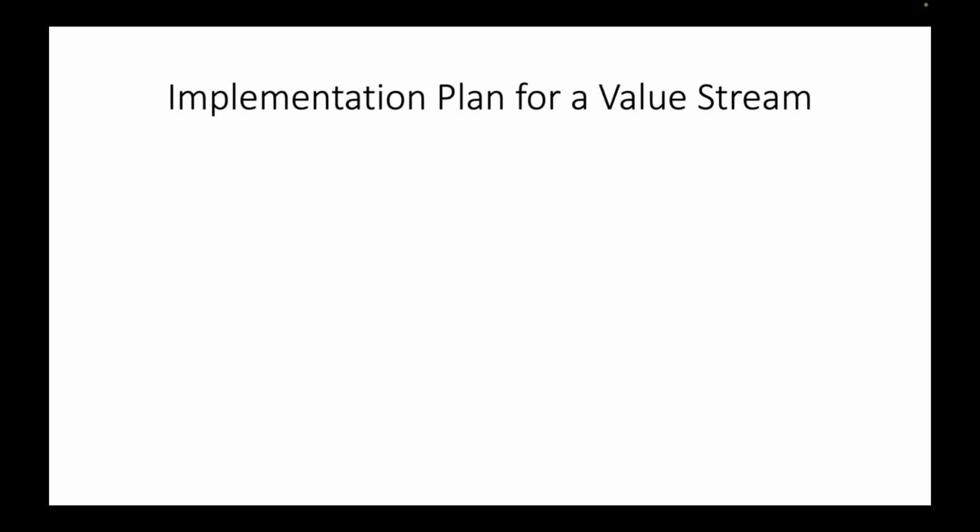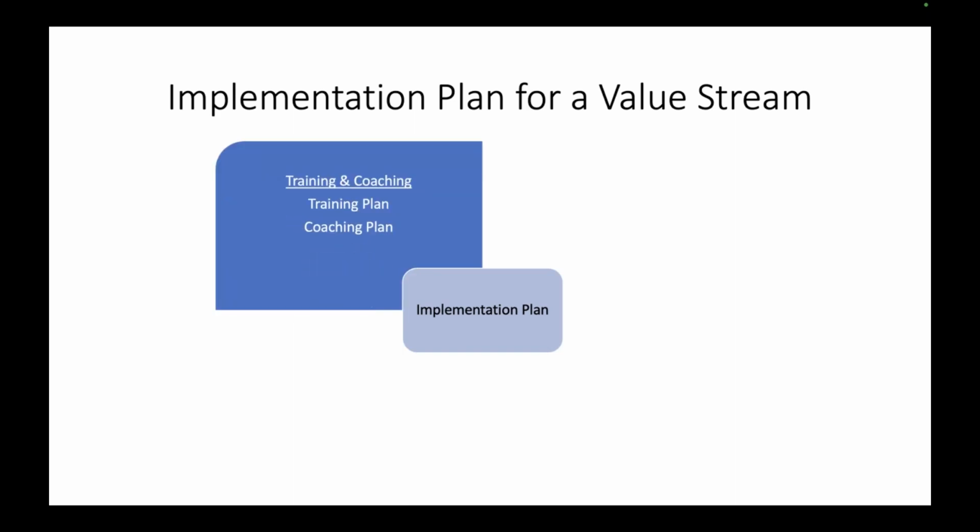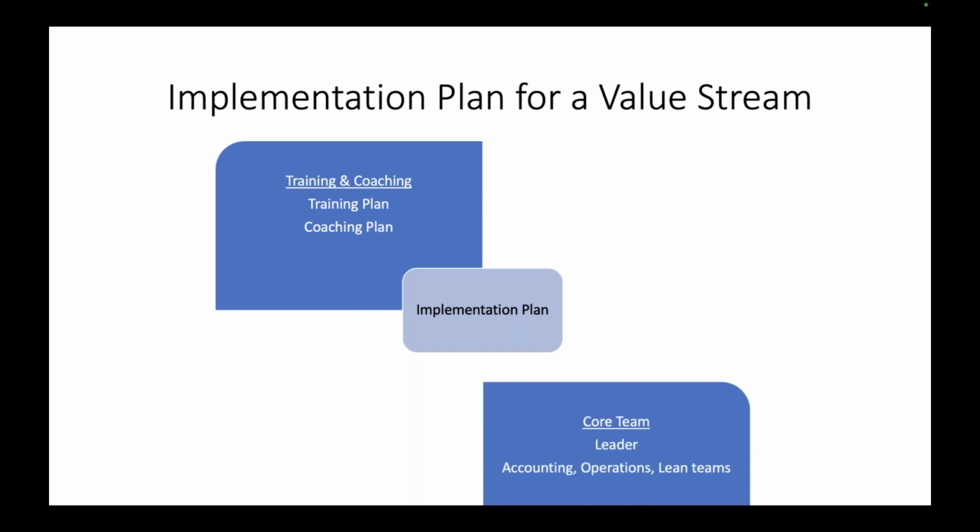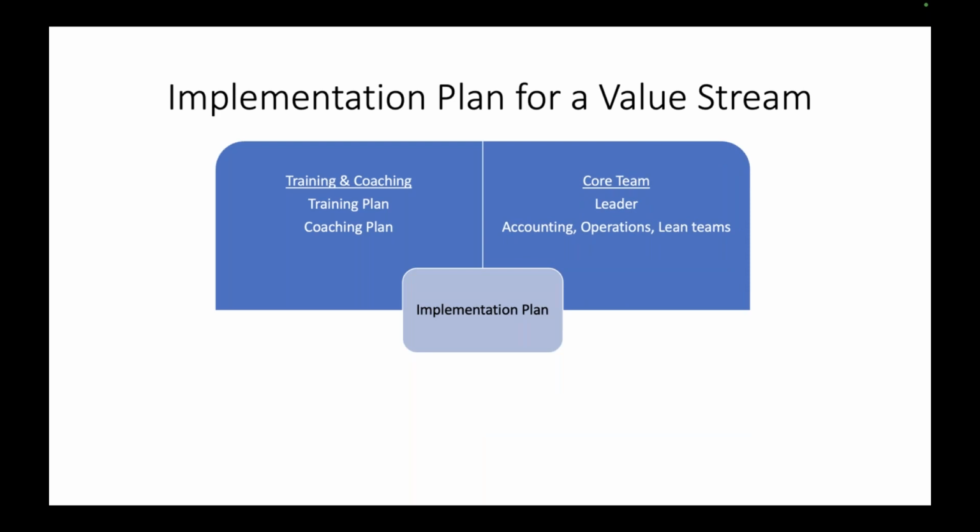So the basic implementation plan, 4 steps. Start with training and coaching. What's your training plan? What's your coaching plan? You have to identify a core team. Who's going to be the leader of the core team? Who's going to be on the core team? Accounting, operations, lean people from those 3 teams. Sometimes senior leaders are on the team. Depends on the size of the company.